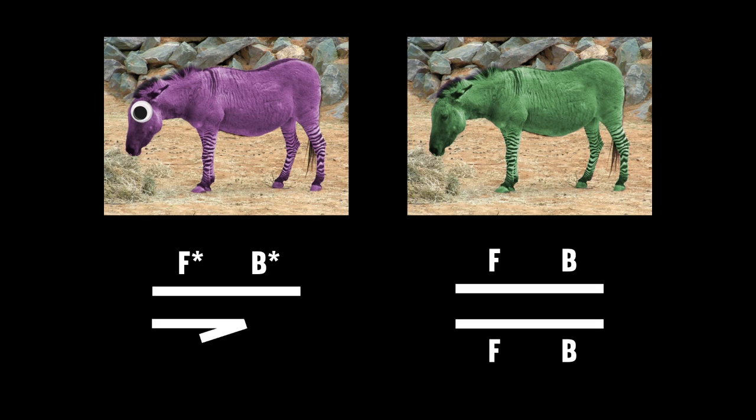Now the Z-donk on the right has green fur and normal eyes, and it has two X chromosomes with a recessive F and B allele on both of them. Since it has two X chromosomes, it is a female Z-donk.